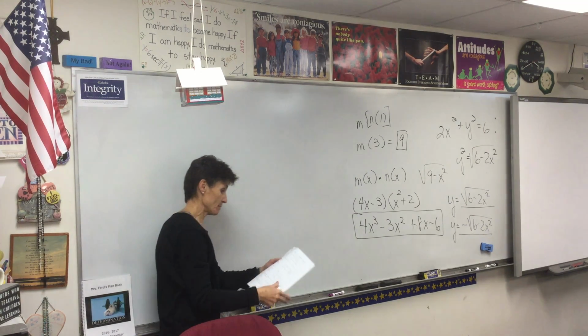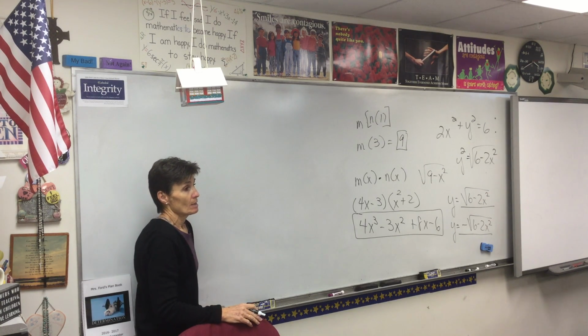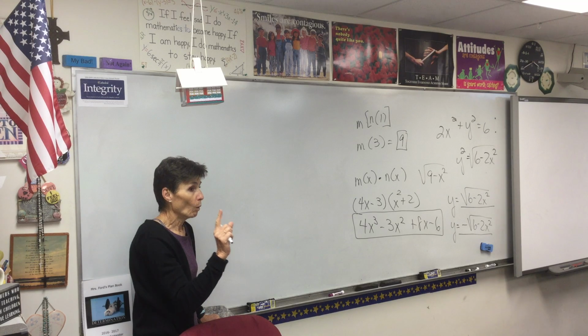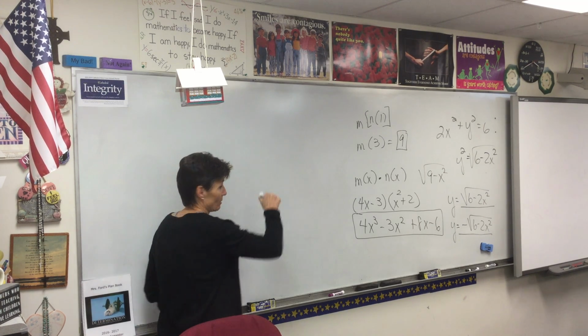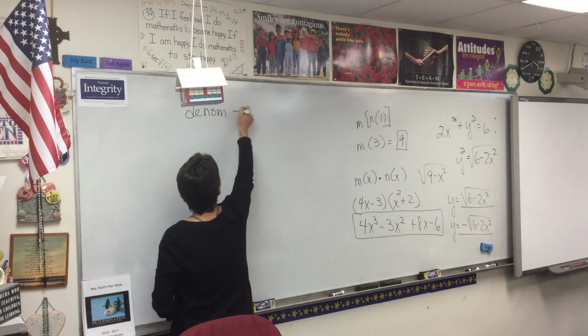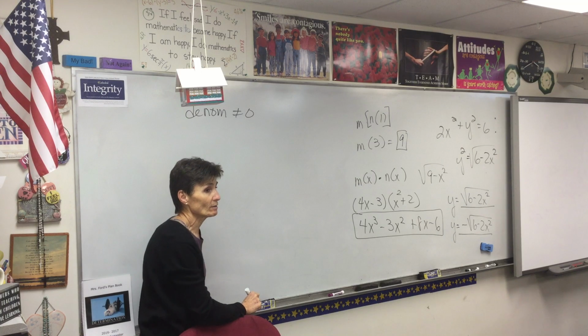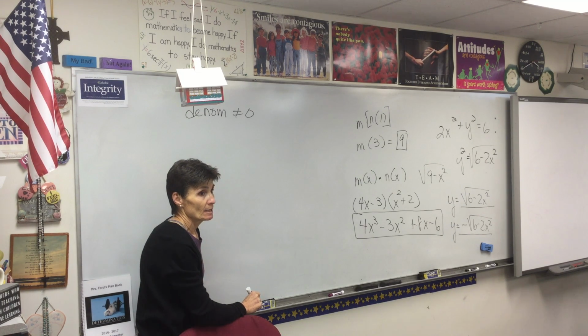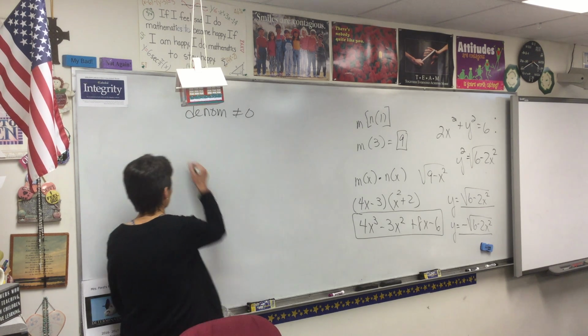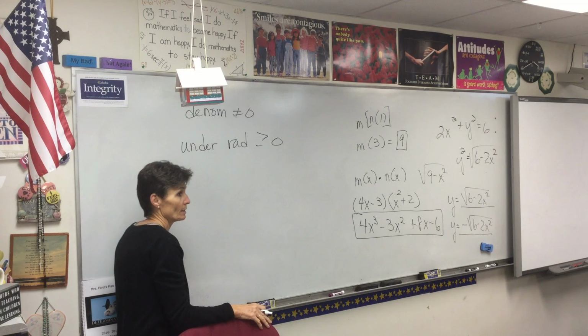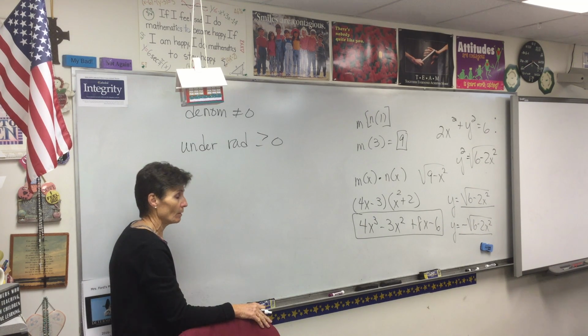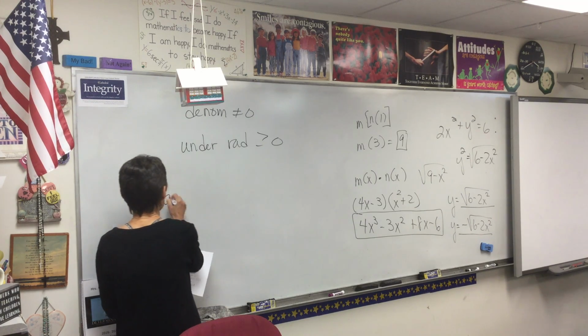All right, that was easy enough. Let's see what's in the next section. Find the domain. Okay, now be careful. What can't equal 0? There's something that can't be 0. The denominator. So we've got to remember that if it's a denominator, it cannot be 0. What else do we have to remember? If it's under a radical, it has to be greater than or equal to 0, right? Yeah. Okay, so with that in mind, let's look at problem A.